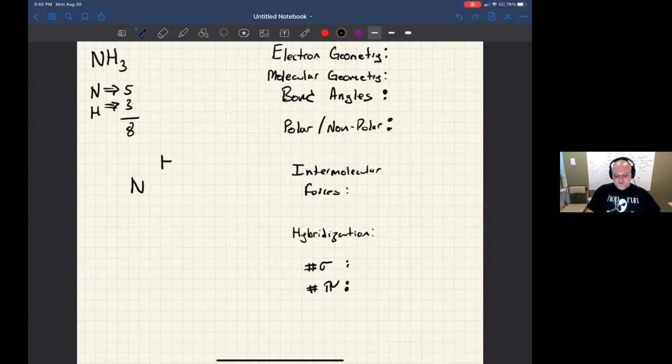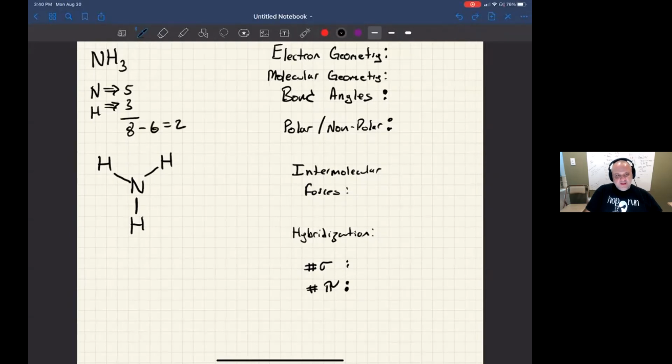Now I'll start by drawing the atoms on my paper, trying to do it as symmetrically as possible. Now that these are arranged, I will draw a single bond between the central atom and all of the other atoms. So now that I've done that, I would reduce my count by the number of electrons I used. 3 bonds is 6 electrons, and that means I have 2 left.